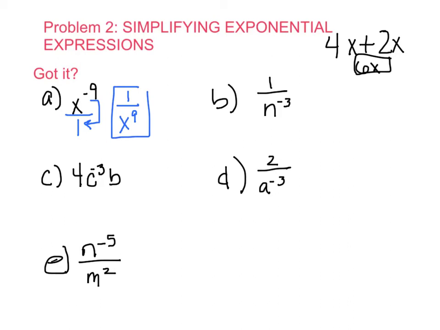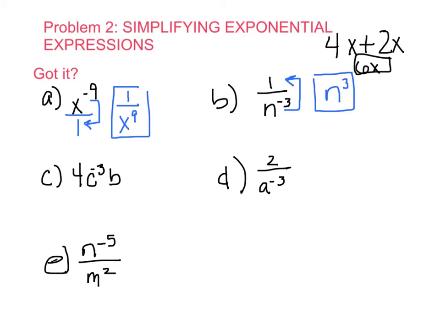B is a little different. The n to the negative third is on the bottom. Because it's on the bottom, it's going to move to the top. And when it moves to the top, it becomes positive. So you would actually get n to the third over 1. You do not need to write the 1. C.